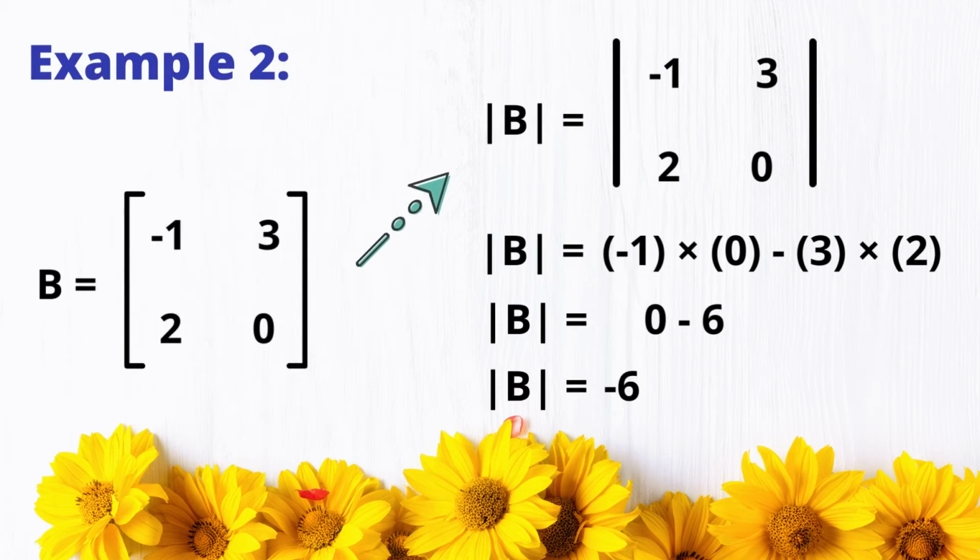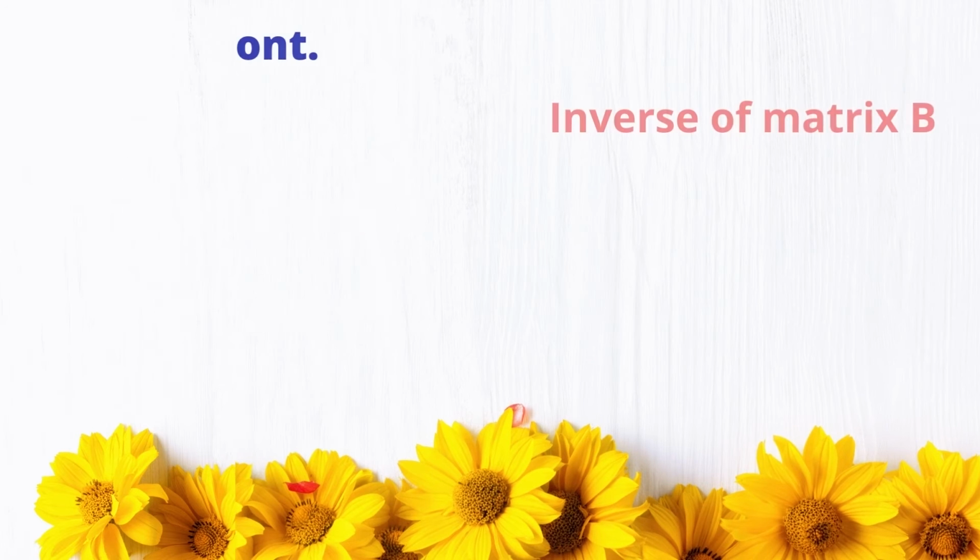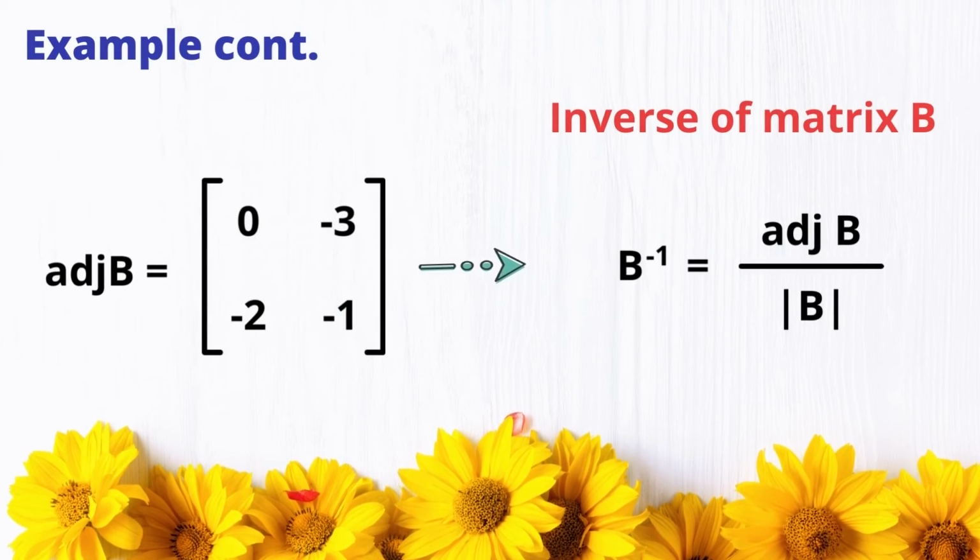Let's move on to another example. Here you can see that the matrix B is given. First we will find the determinant of this matrix. Determinant of this matrix is -6, which is a non-zero number. So inverse of this matrix exists. Next we will find the adjoint of the matrix B.